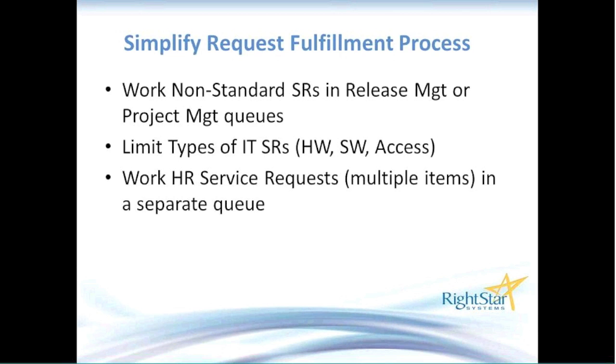The second item here is to limit types of service requests. I'll tell you that there are basically 3 types of requests. Everything can be lumped into one of these 3. People are requesting hardware, software, or access. So you don't have to get real fancy with lots of different types. You may have subtypes, of course. Your subtypes for access may be what systems somebody can access and what level of permission. But you don't have to have 42 different types of service requests.